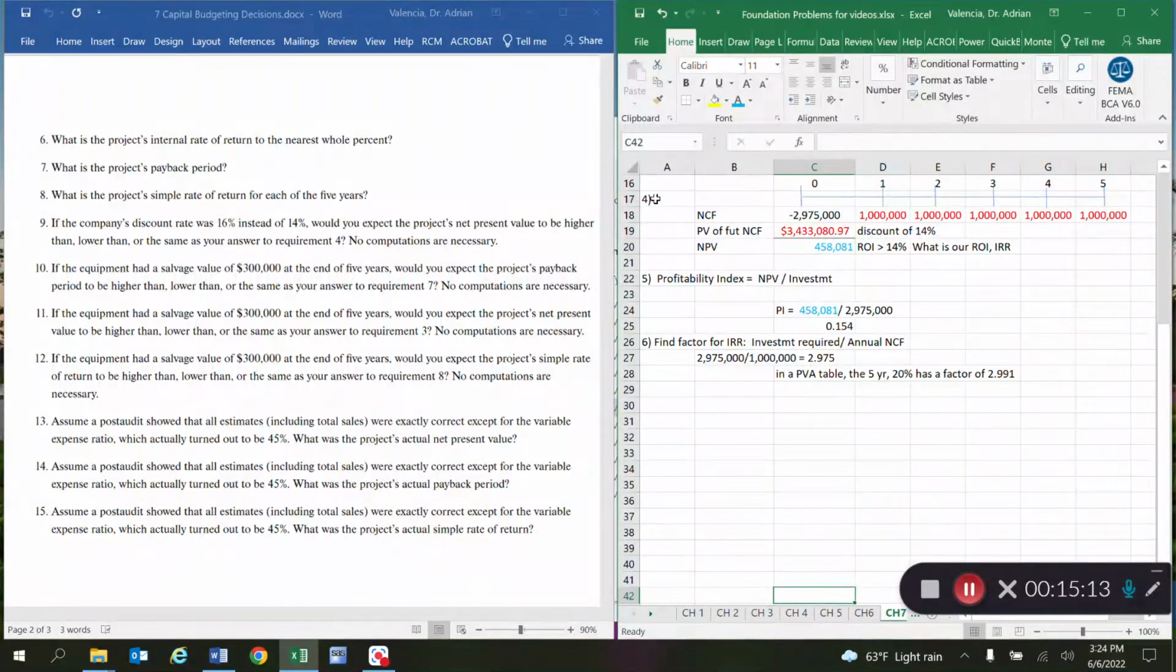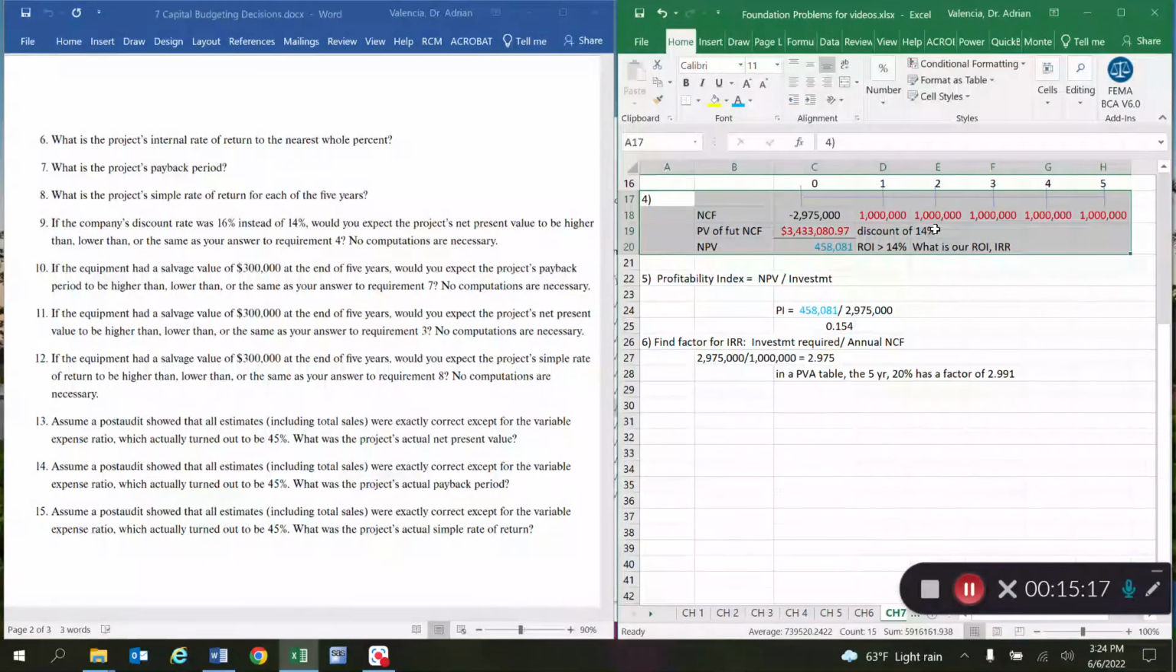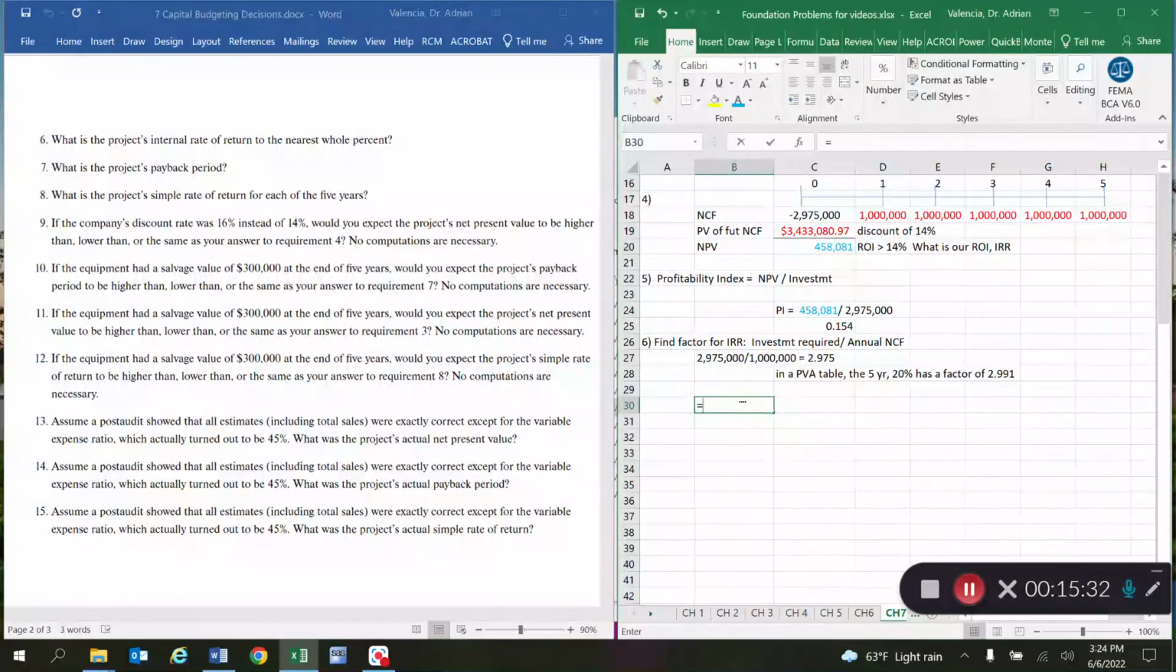When we were doing this one here, number 4, we said that when we use the discount rate of 14% and we get a positive NPV, then it means that our return on investment is more than 14%. What is it? Well, that's our internal rate of return, which here we're finding is 20%. You could do the formula as well in Excel, which is, here's your internal rate of return, and then the next thing it asks for is the values.